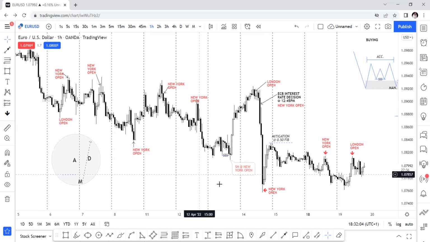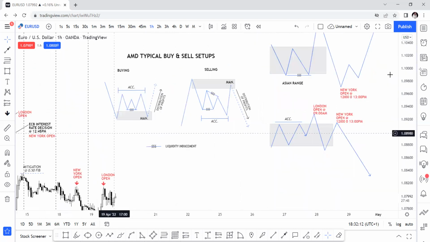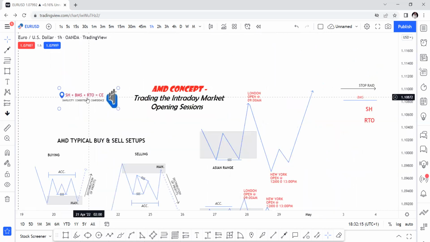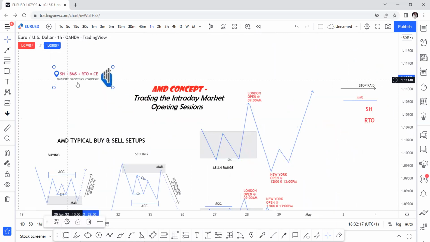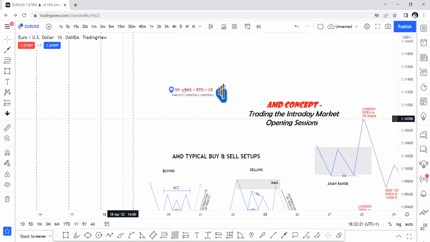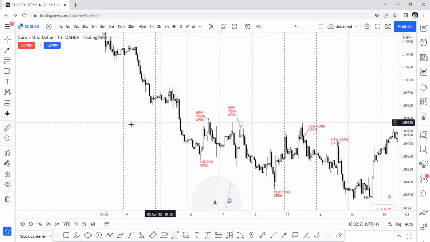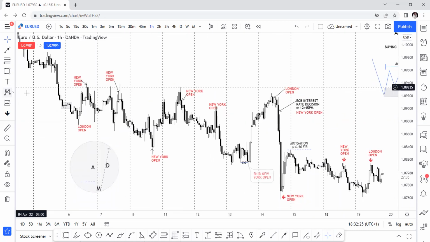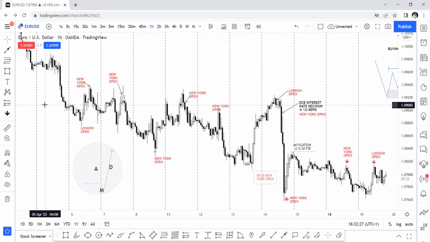We did that in our course, the pattern setup and the entry setup, where you are going to use this. This is the formula we normally use: SH plus BMS plus RTO, which gives you your confirmation entry. So you can apply for that mentorship on that mentorship guide.